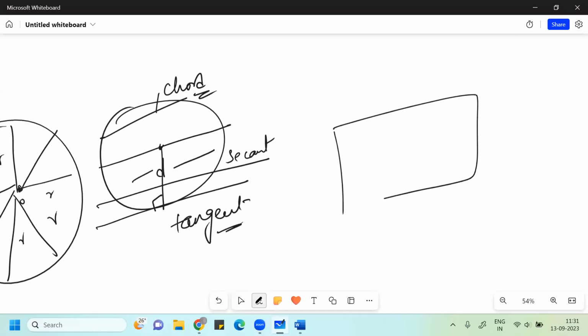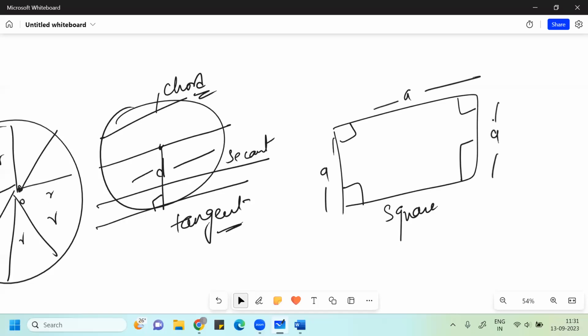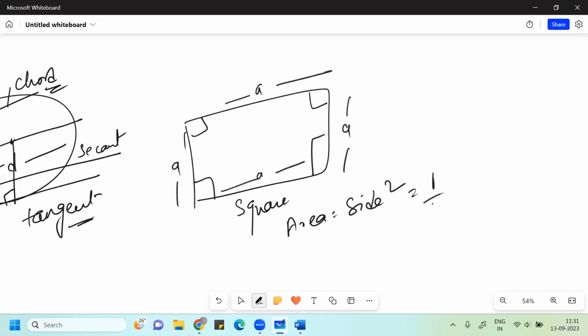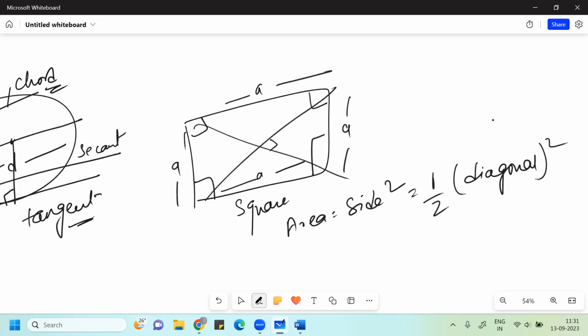Next is the square. When we say square, square means all sides are 90 degree and all distances are the same, equivalent. So the area of the square is side square, or half into diagonal square. You can remember this. What is diagonal? These lines are called diagonal. These lines are perpendicular in the case of square and rhombus. What is rhombus? What is square? What is rectangle? You should be clear with these ones.